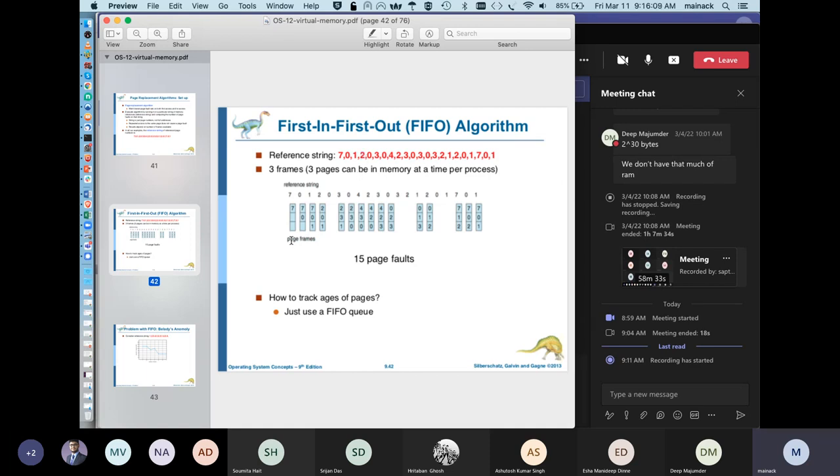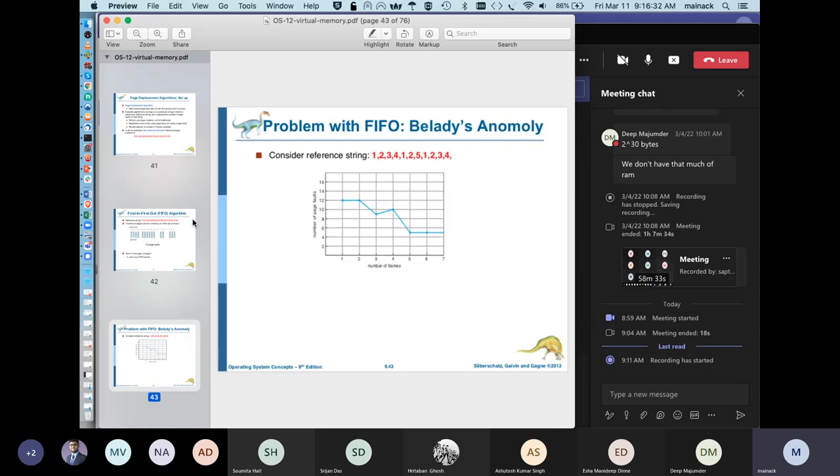Now, this is simple, but this is problematic, right? A FIFO queue makes the implementation extremely fast, and essentially all you need to do is count the page faults and keep a FIFO queue for your pages to know which one to evict. The problem is what Belady found, that in FIFO there is an anomaly.